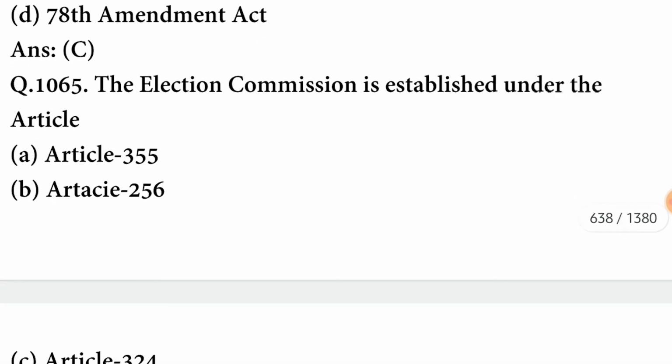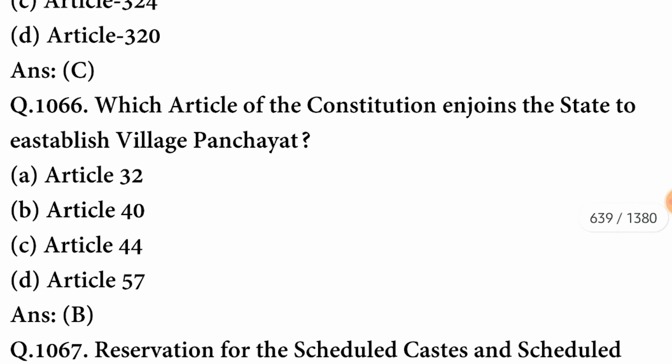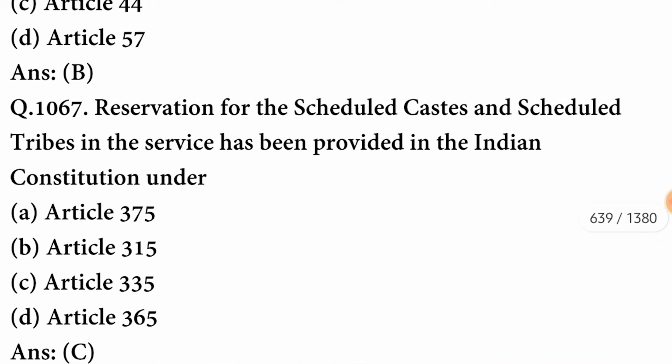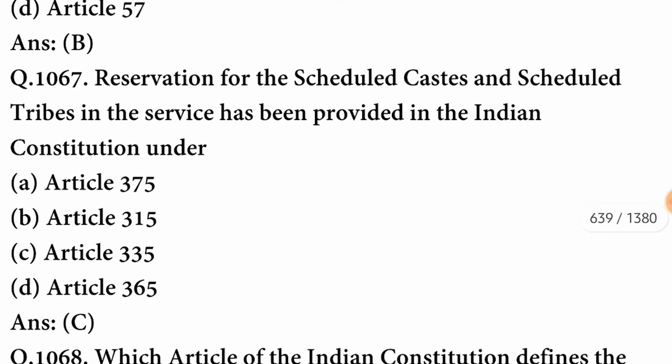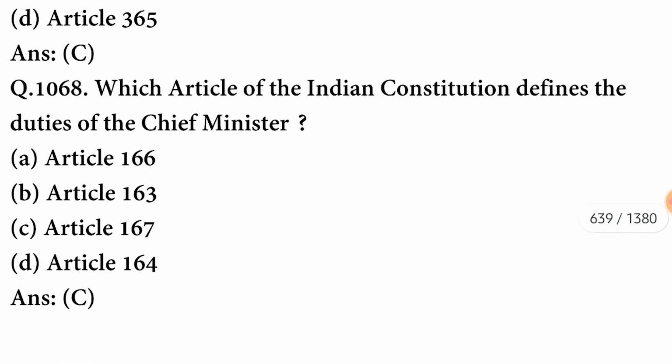The Election Commission is established under Article 324. Which article of the Constitution enjoins the state to establish village panchayat? The article is Article 40. The reservation for the scheduled castes and scheduled tribes in the service has been provided in the Indian Constitution under Article 335. C option is correct.